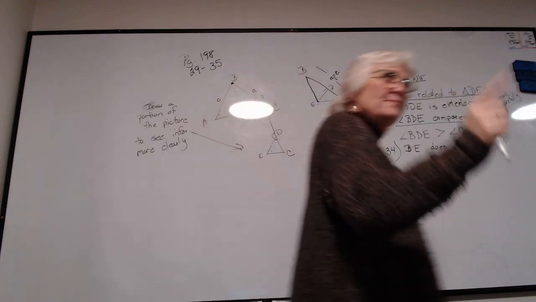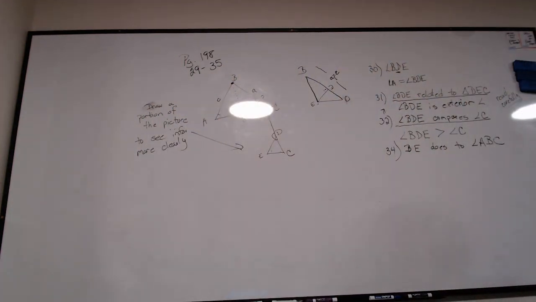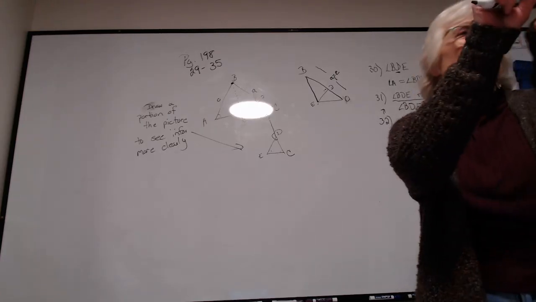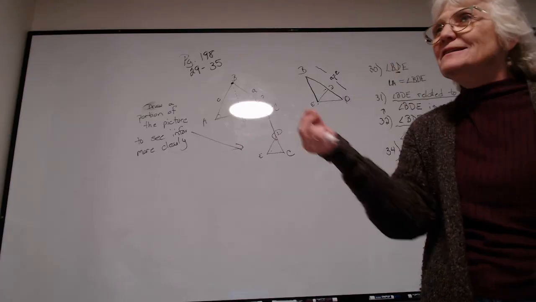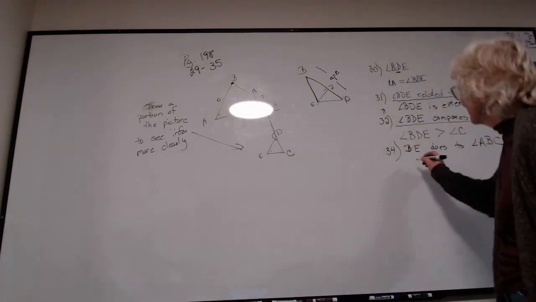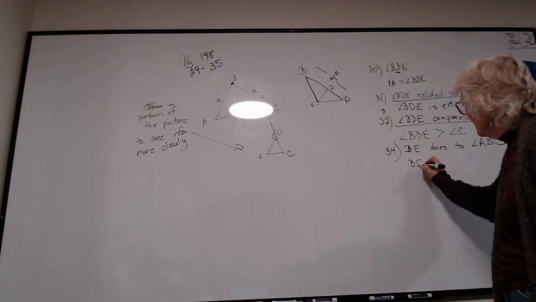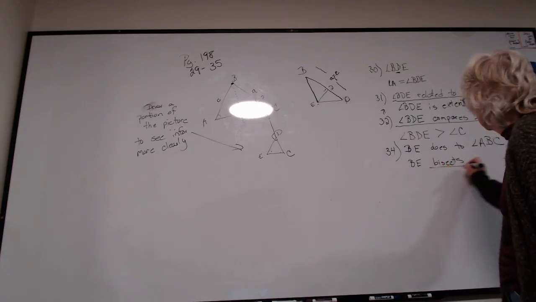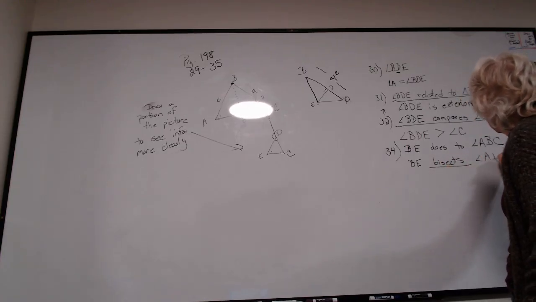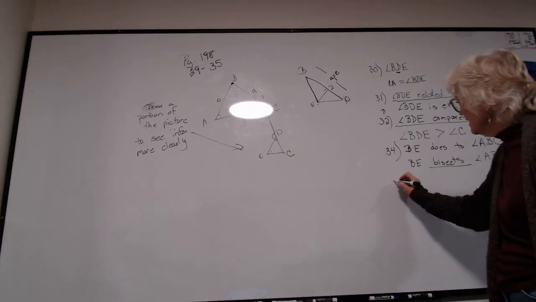What does it do? It bisects it. When you fold a piece of paper in half and you have one angle that you're working with, it actually bisects it, because you're folding it in half. Okay, so it bisects it. So BE bisects angle ABC, okay?